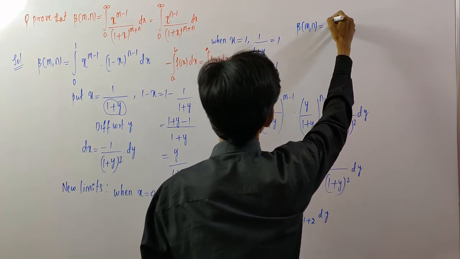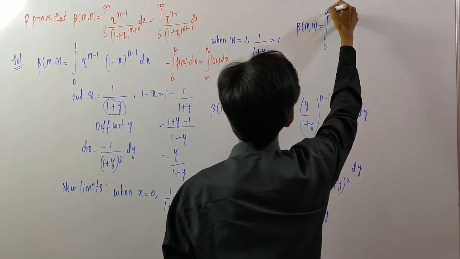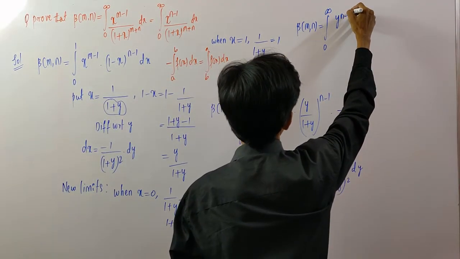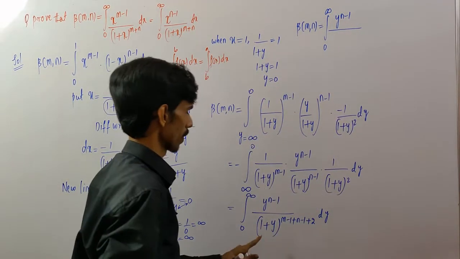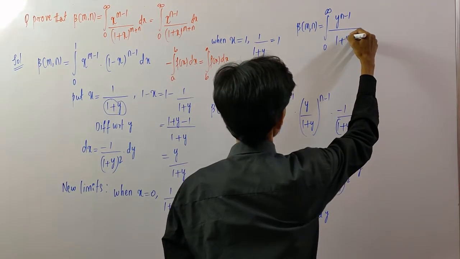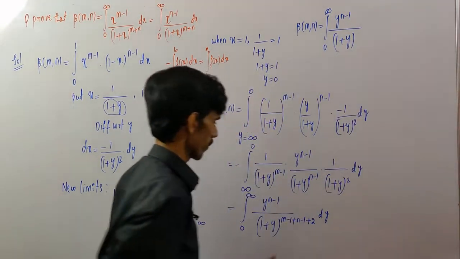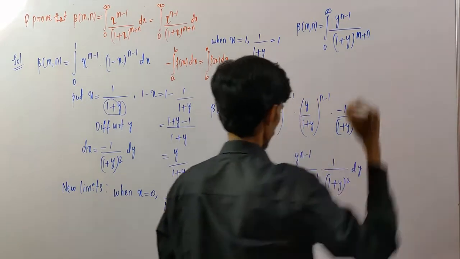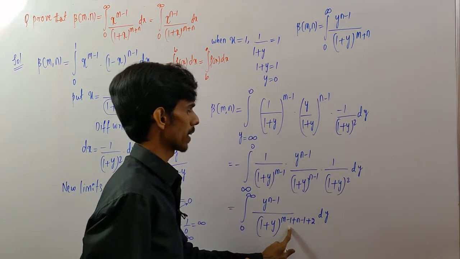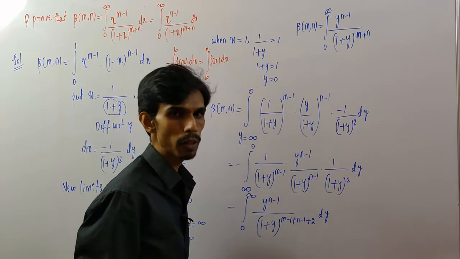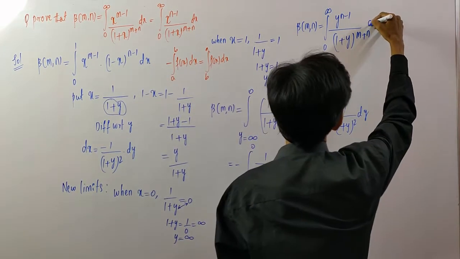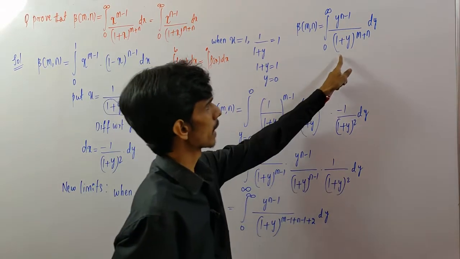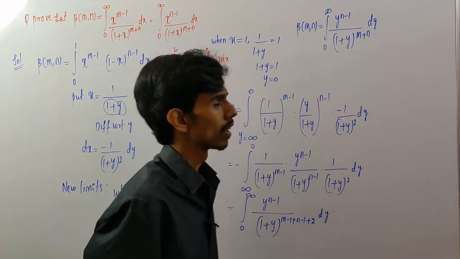Now this beta m comma n is equal to integration 0 to infinite y power of n minus 1 divided by 1 plus y whole power of m plus n, minus 1 we have minus 2 plus 2 will get cancelled. We have dy.